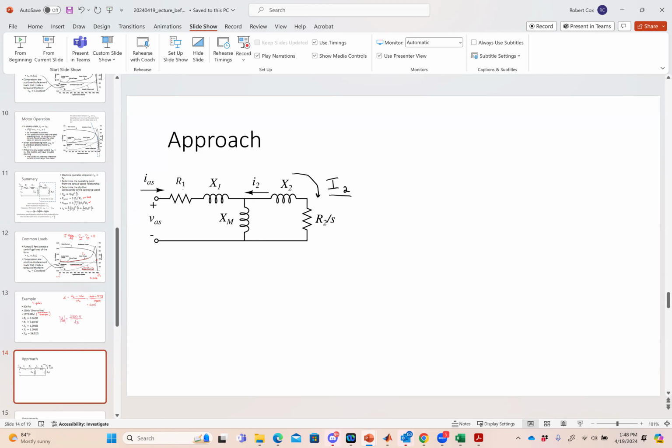I want to figure out, in this particular case, my slip is 0.015. I want to figure out how much torque this thing is providing. So how would I do that? Well, let's go back and look at this. To provide torque, what did I need to have? I needed to have current over in this branch right here. So ultimately, the torque depends on the current in that branch.